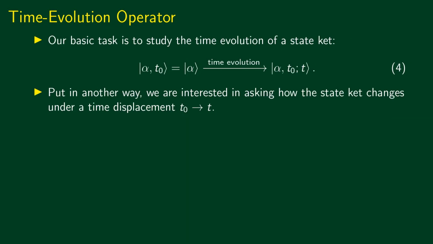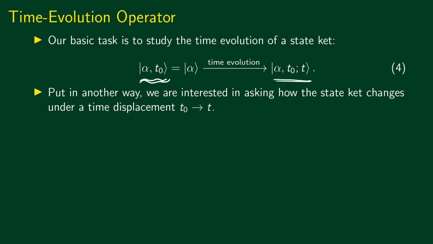So this is our basic task. We have the state of the system at time t equal to t0, which is written as ket alpha. This is the state of the system at some initial reference time t equal to t0. After a time evolution, after some time, the state changes to another state.